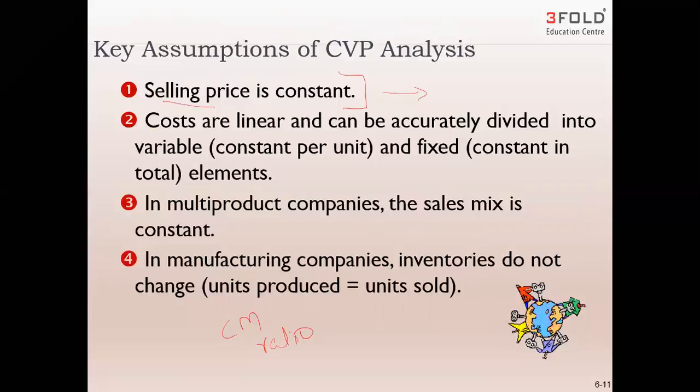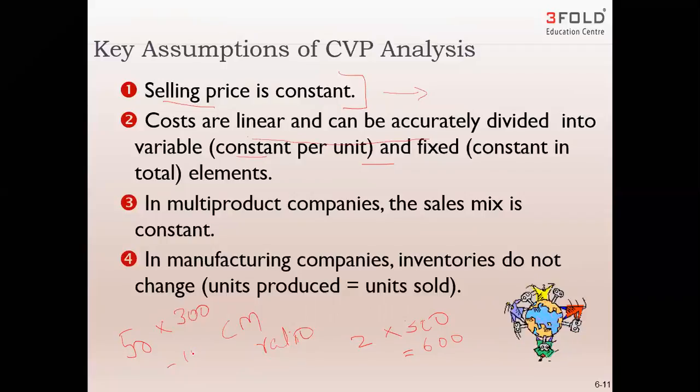The other assumption is that costs are linear and can be accurately divided into variable costs and fixed costs. Linear means, let's say I sell 2 units and each unit costs me variable cost of $300. My variable cost in total is $600. But let's say I sell 50 units, I'm also assuming that my variable cost per unit is not going to change. My total cost, of course, will be $15,000, but my unit cost will not change. And then let's say if I'm selling 100,000 units, my variable cost per unit also will not change.